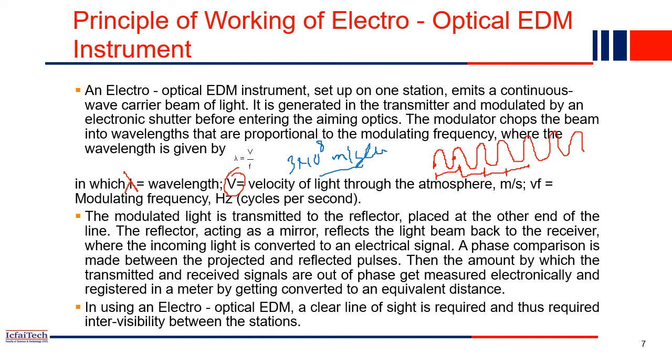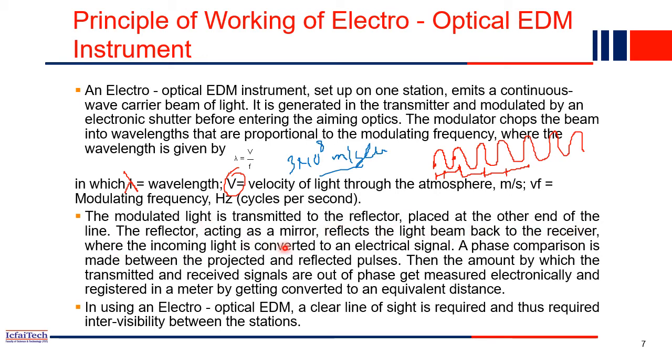Frequency means how much undulation is happening in 1 second, how many full cycles of the wave are completing. That we call frequency, right? So velocity divided by frequency gives you the wavelength. The modulated light is transmitted to the reflector placed on the other end of the line.